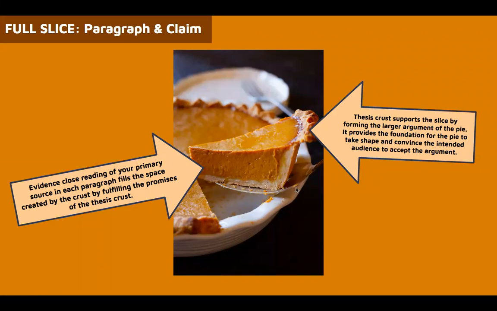Similarly, if you're analyzing the use of color in a particular comic, you tell us in the thesis that the use of this color is significant in conveying a specific theme, the pie filling then should really fill up the outline of this thesis by giving us primary source close readings that actually accomplish showing us where this is happening and analyzing for us how it's happening and how effectively it's happening. And so again, the thesis crust supports the slice by forming the larger argument of the pie. It provides the foundation for the pie to take shape and convince the intended audience to accept the argument.